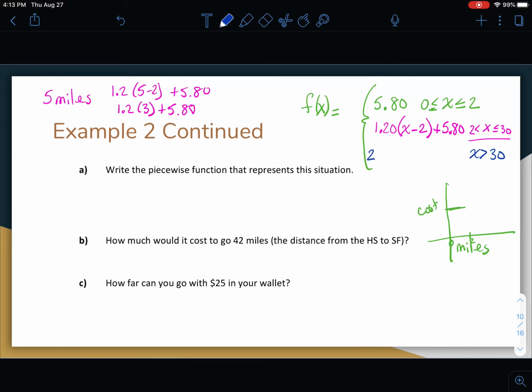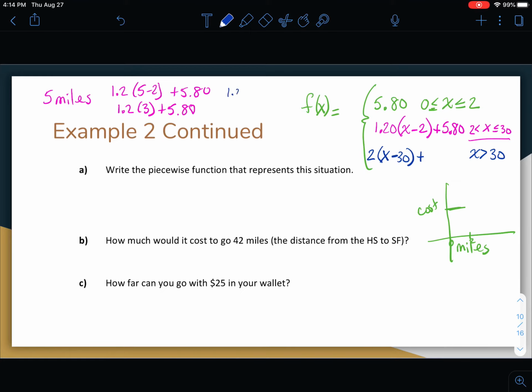It says for this, it's $2 a mile for every mile greater than 30. Take your total miles, subtract the 30 you already paid for. We don't want to double charge ourselves, okay? We already paid for those 30 miles. So it's $2 times the extra miles beyond 30. Now here is the tricky part. How much was my bill for 30 miles? How do we figure that out? We would use the second piece.